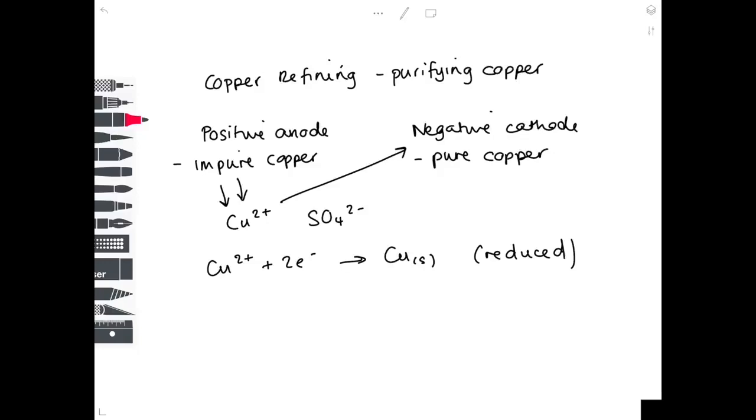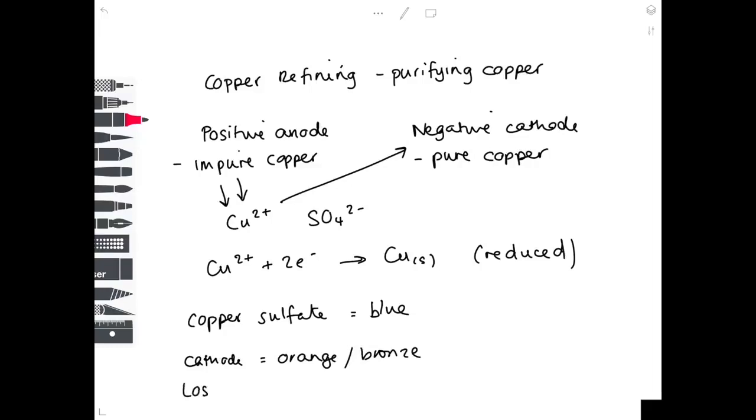In terms of what you see as an observation, just remember that copper sulfate is this beautiful turquoise blue colour. Now, as that cathode becomes coated with copper, you'll see a lovely bronzy colour form at the cathode. It's like an orangey bronze colour, which will obviously be the copper forming. And as a result, you see a loss of blue colour as you have less copper sulfate.